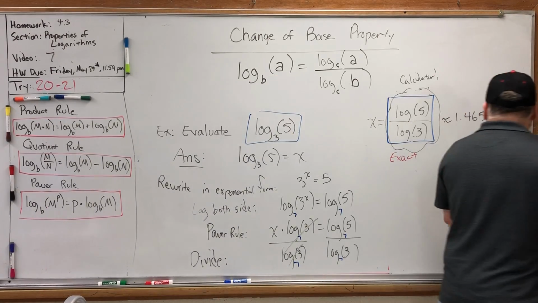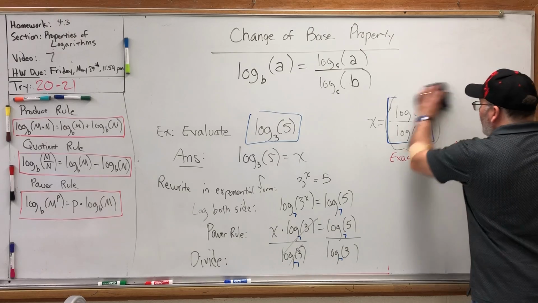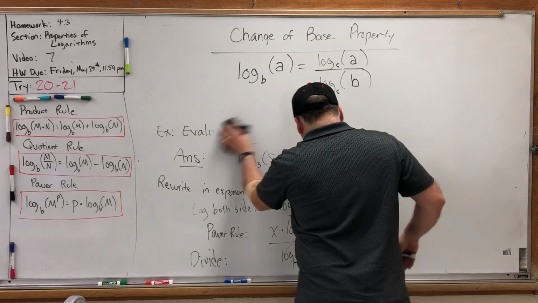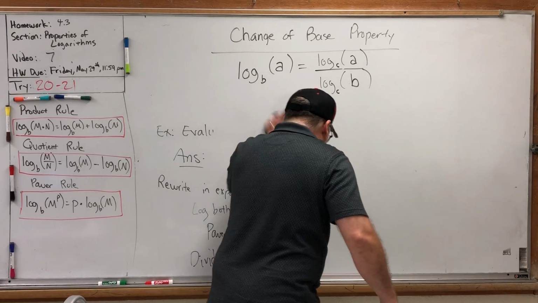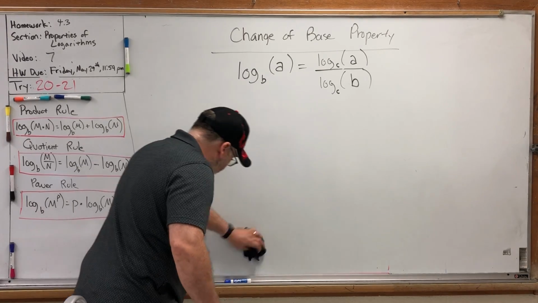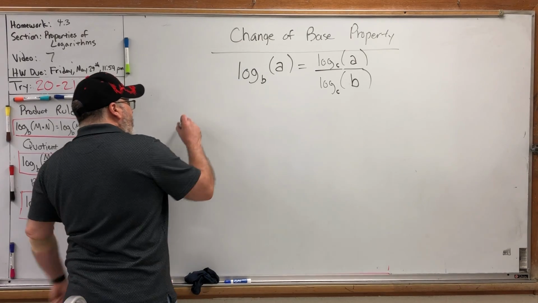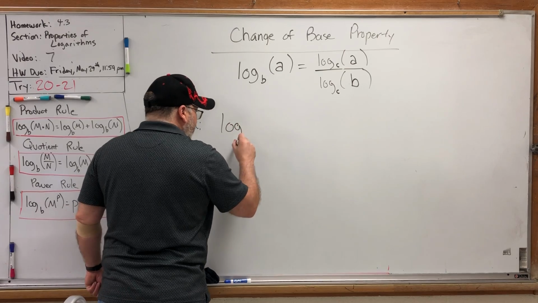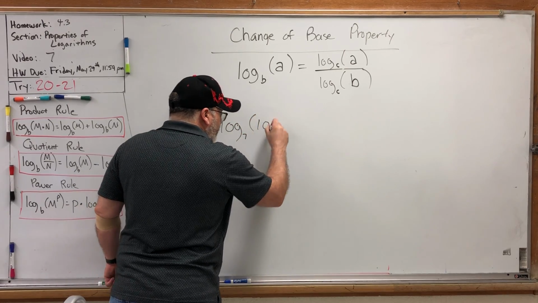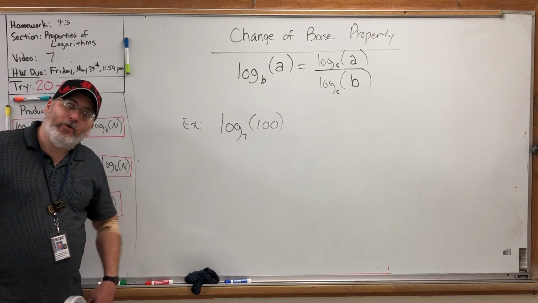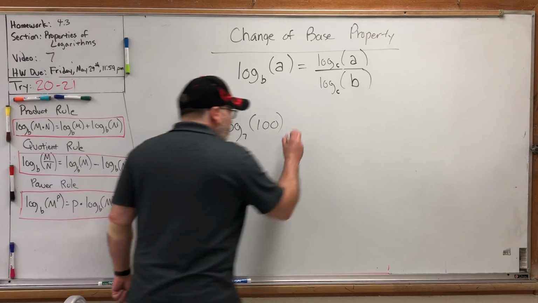Let's take a look at another one that's not inventing the wheel, but rather capitalizing on this invention. And these problems are easy to make. You just need a couple of numbers as long as they're positive. For example, let's say I wanted to know log base 7 of 100, which is asking the question what power turns 7 into 100.